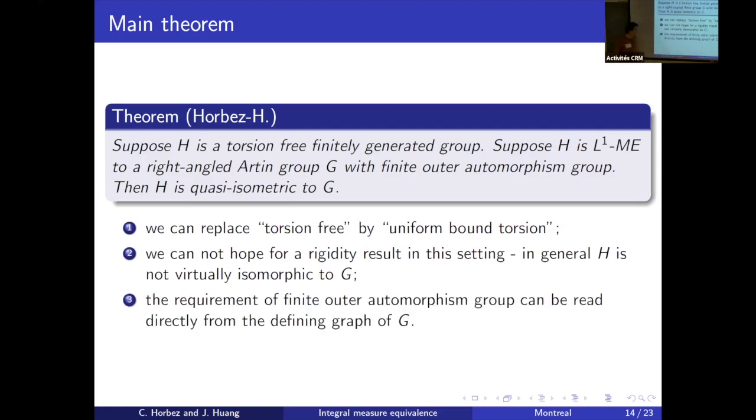Also this requirement of finite Out says that the group has some kind of limited algebraic symmetry, and it can be read directly from the defining graph. So that's a very simple condition. Okay, so now our end game is to try to prove some L1 ME rigidity result. There's already a bridge between L1 ME and quasi-isometry, so I can use some existing results on quasi-isometry to deduce something about measure equivalence. So this will be a way to use QI for ME.